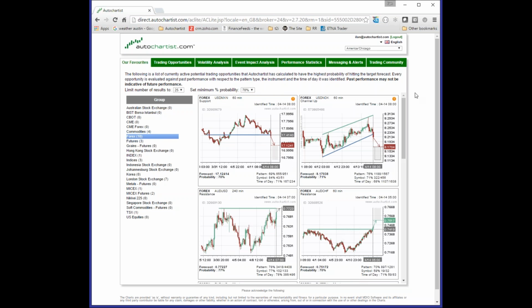Again, a very important disclaimer that I need to point out is that this Our Favorites section is based on past performance of the last 6 months. So of course markets change, and these performance stats don't guarantee that you'll get the same performance going forward.